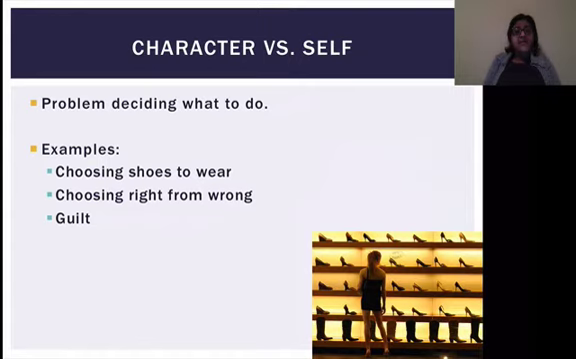And then the next one is character versus self. So this is when the character, the protagonist or another character, is basically struggling with some indecision. They don't know what to do in a particular situation. They're being pulled in different directions. So this can be as basic as choosing what shoes to wear, or this can be choosing right from wrong. So character versus self often is about a dilemma, an ethical dilemma that a character is facing, or a challenging choice that a character is facing. And also character versus self can encompass feelings like guilt in a situation. So that's character versus self type of conflict.